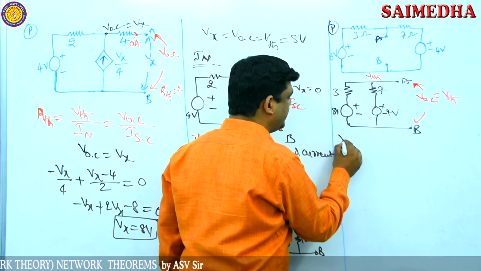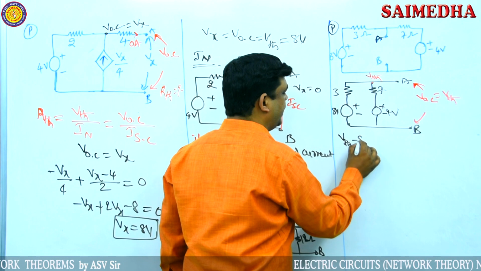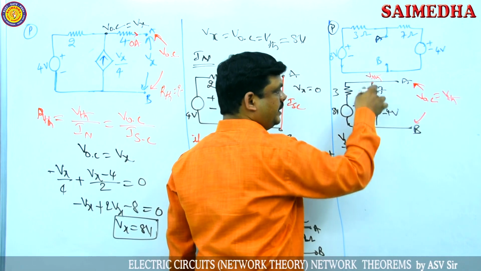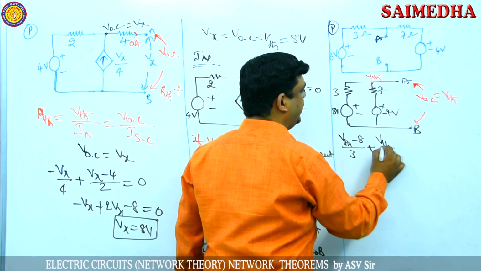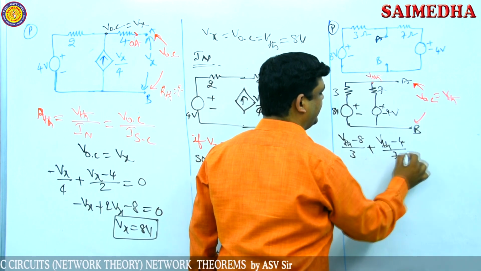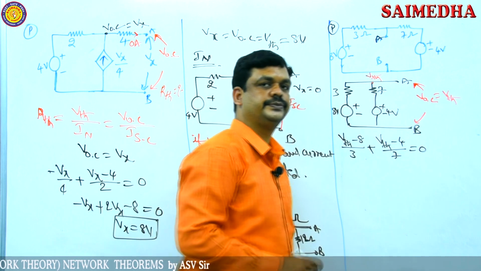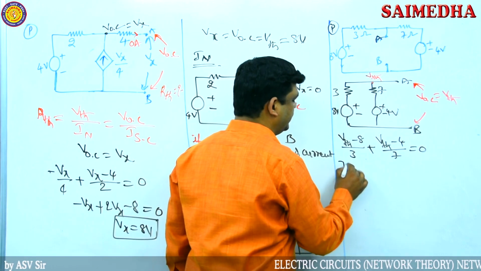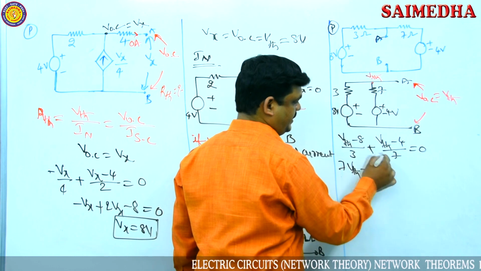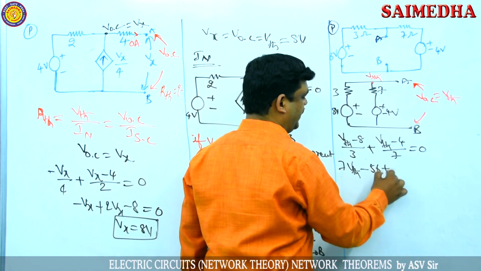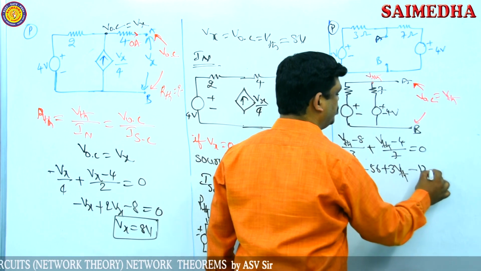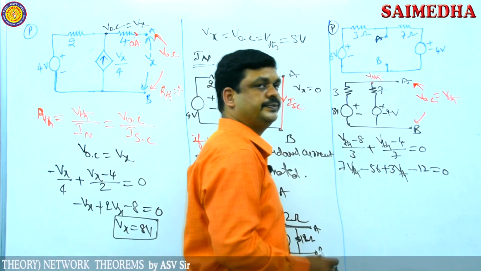So according to the nodal analysis, (VTH minus 8)/3 plus this branch (VTH minus 4)/7 is equal to 0. Then take the LCM. 7 is multiplied here. 7 VTH minus 56 plus 3 VTH minus 12 is equal to 0.